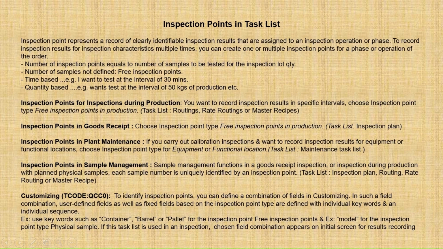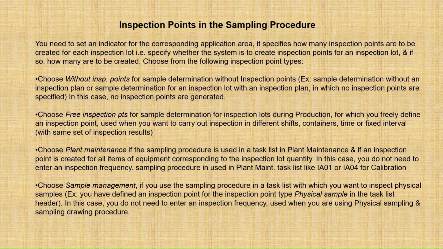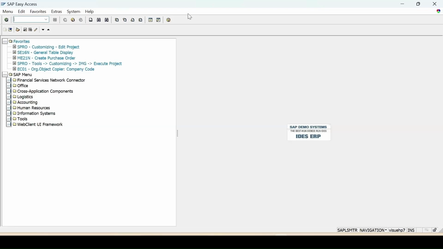Inspection point will decide how many points you want for that particular inspection lot. It allows us to do the result recording for the same lot multiple times. When we are using an inspection point in the task list, then even the sampling procedure which we assign should have relevant inspection point settings.